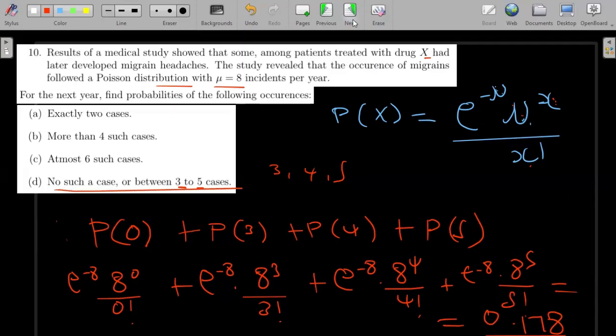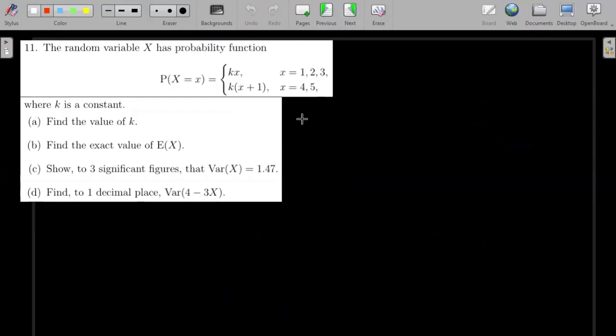Okay, let's look at the last question in this tutorial sheet, which is question 11. On question 11, what are we finding? Where is question 11 now? They're saying the random variable x has the probability function which is given by this. So this is a piecewise function.